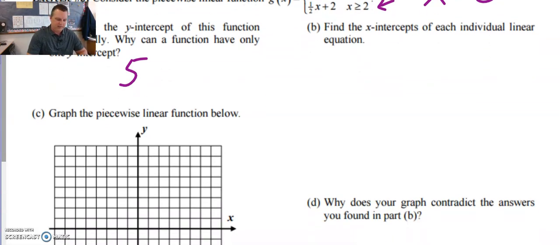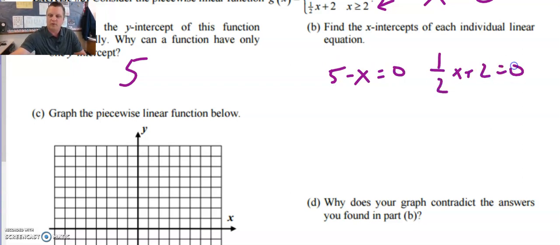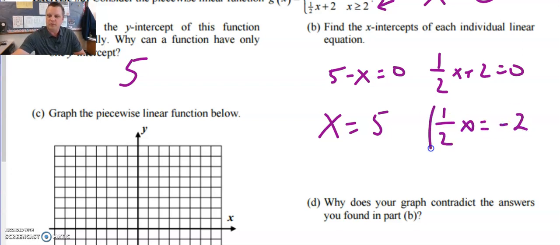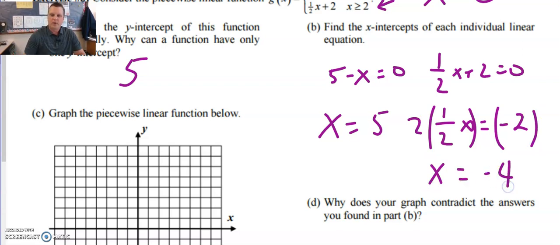So find the x-intercepts. Just like we found the y-intercepts, you put the 0 in for x. To find the x-intercept, you put the 0 in for y. So I have 5 minus x equals 0, and 1/2 x plus 2 equals 0. So this one is just easily x equals 5. And this one here is 1/2 x equals -2. Multiply both sides by 2. X equals -4. So those are my x-intercepts.